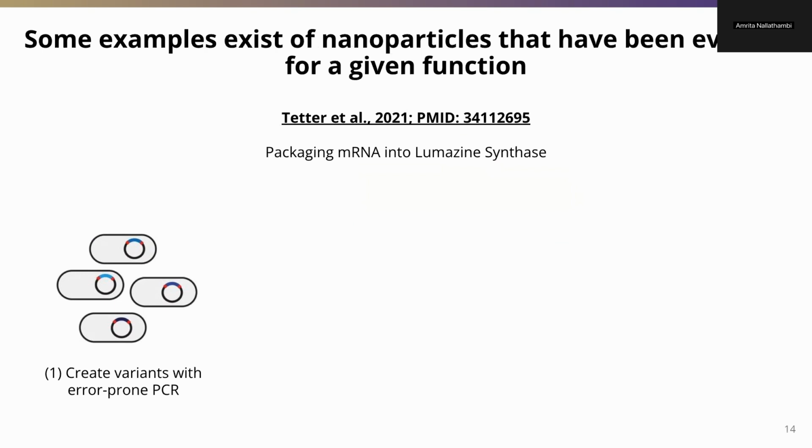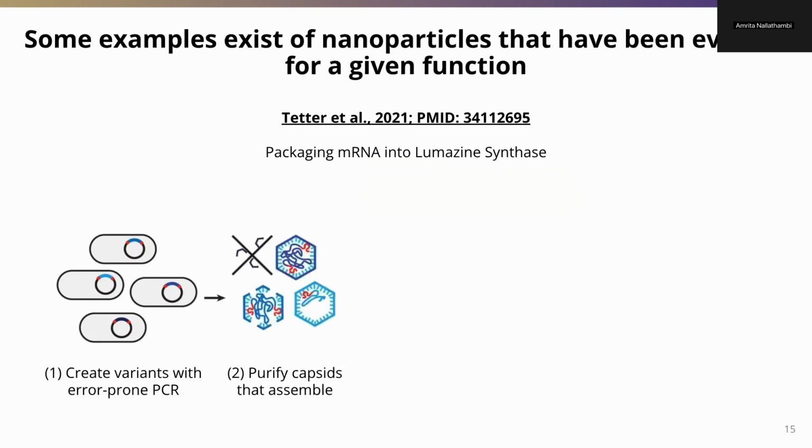And so what they did, or how they did this, is they created variants of lumazine synthase with error-prone PCR. They then purified anything that was secreted, and they purified the capsids, so the nanoparticles that came out of those error-prone PCRs.